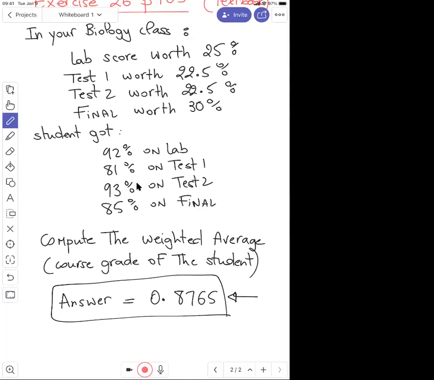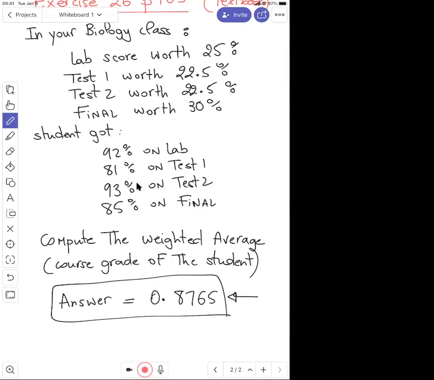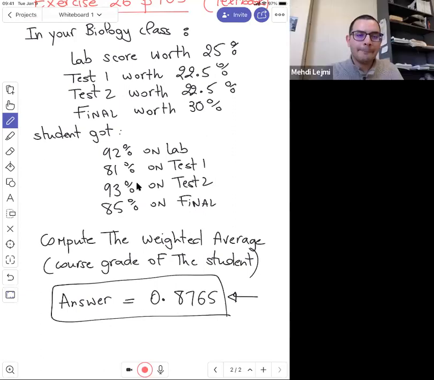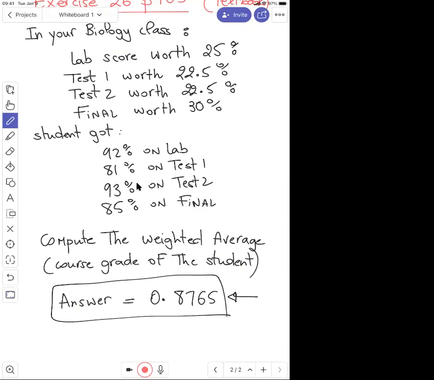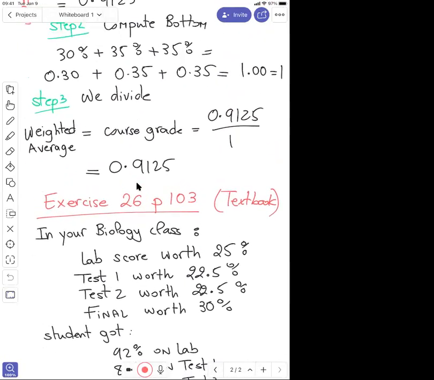Is it okay to ask the question now? Yeah, please. Okay, I know step one is the top part, right? We have to compute the top. So my question is, the top is considered the lab score, test one, test two. The bottom part would be what the student got, right? No, the bottom is the weights. So how do I know what's top or what's bottom?